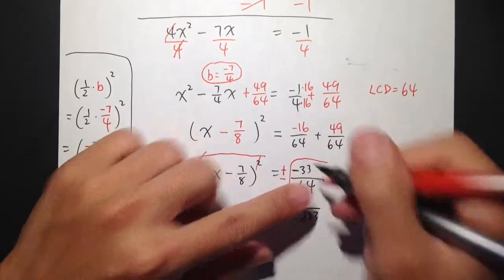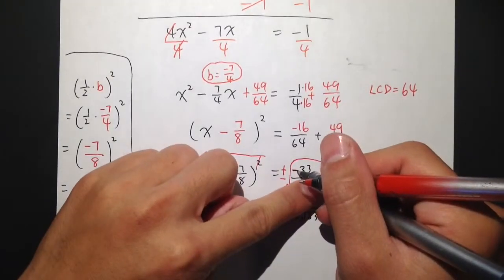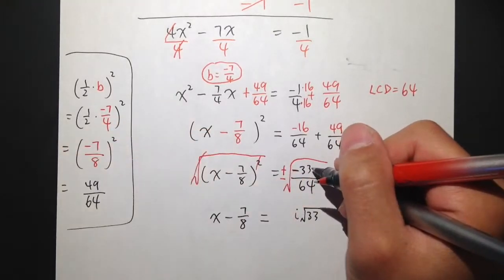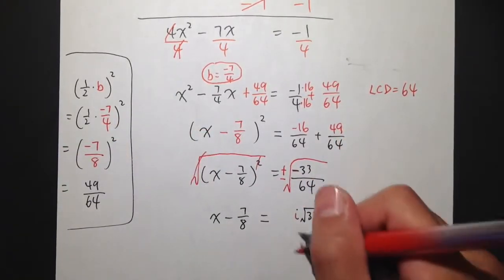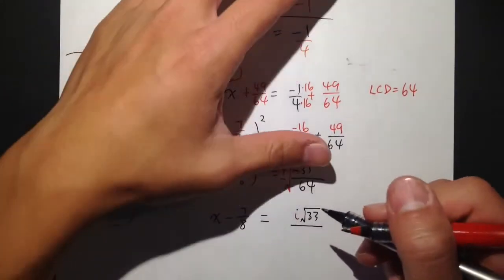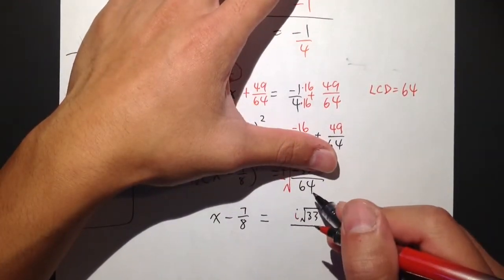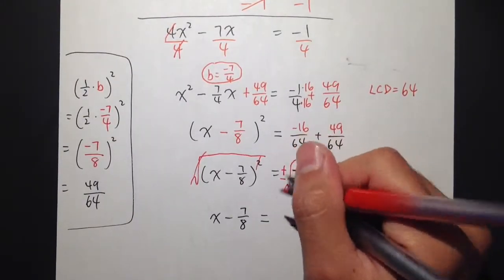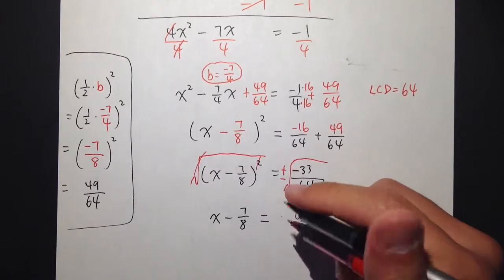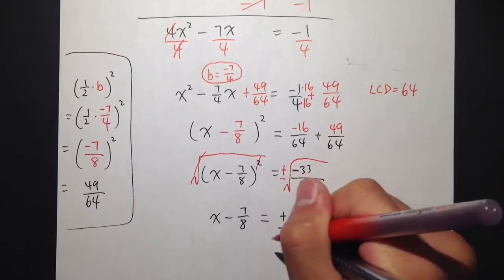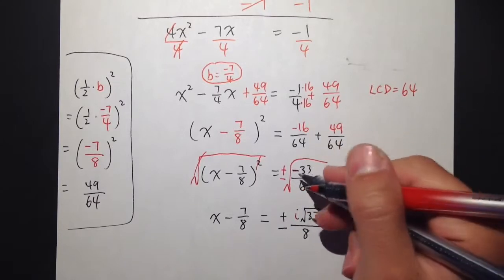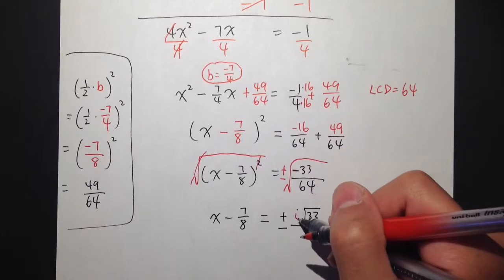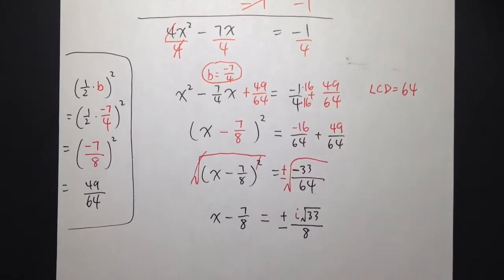So again, the negative inside becomes the i on the outside. And then the 33 stays inside. Okay? Over, on the denominator, we have square root of 64, which is a nice number 8. So put down the 8. And then don't forget we still have the plus minus. Because the key part right here is do not forget the negative 33. The negative inside turns out to be an i on the outside.